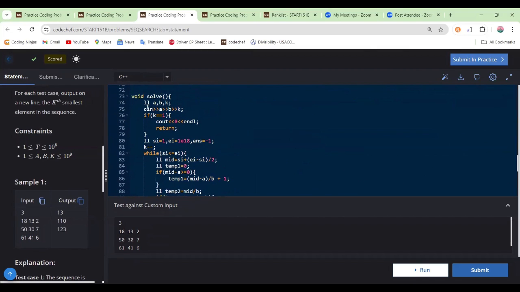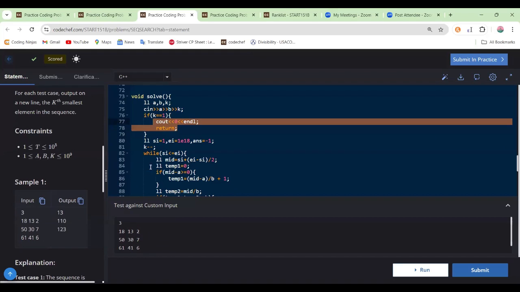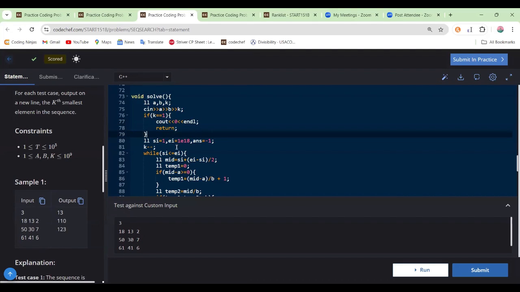So this was actually the code. Took inputs of A, B, and K. Handle this case separately: if the value of K is 1, I am simply printing 0. If someone asks for the first smallest number, I print 0. Otherwise, I want to binary search on the answer. So I set my starting index to 1, ending index to 1e18, initialized my answer to -1, and decremented k by 1. Why am I decrementing k? Because I have a 0, and I will not count 0 while counting the number of numbers lesser than or equal to mid. For that reason, I decremented k by 1.